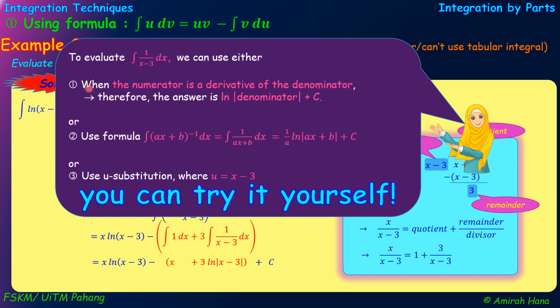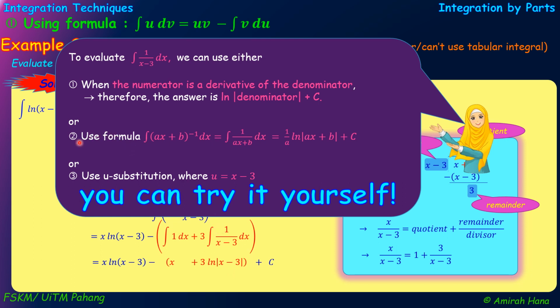Alright. For the shortcut method, number 1, when the numerator is the derivative of the denominator, the answer equals ln of the denominator plus c. So from here, the numerator is the derivative of the denominator, so the answer equals ln of the denominator. This is a quick method.